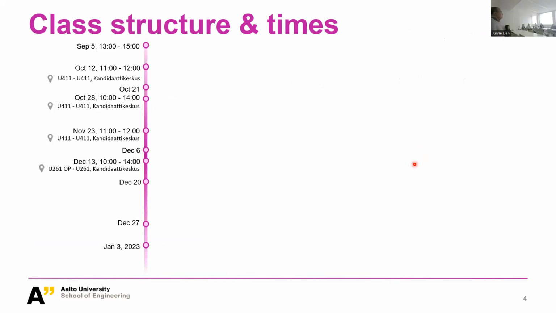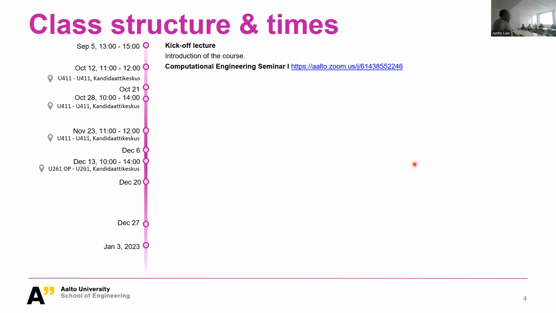Let's move to some details. It's about class structures and the times. This will clarify some thoughts or doubts you might have. So right now we're having the so-called kickoff lecture, and this is about the introduction of the course. And then the second event we will have is the so-called Computational Engineering Seminar 1. This is going to be happening via a Zoom link.